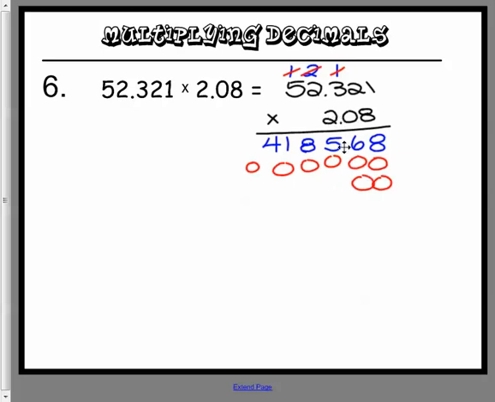is starting here. So 2 times 1 is 2. 2 times 2 is 4. 2 times 3 is 6. 2 times 2 is 4. 2 times 5 is 10.